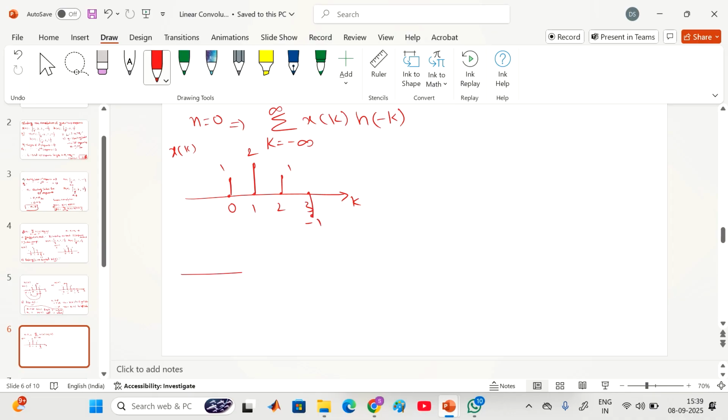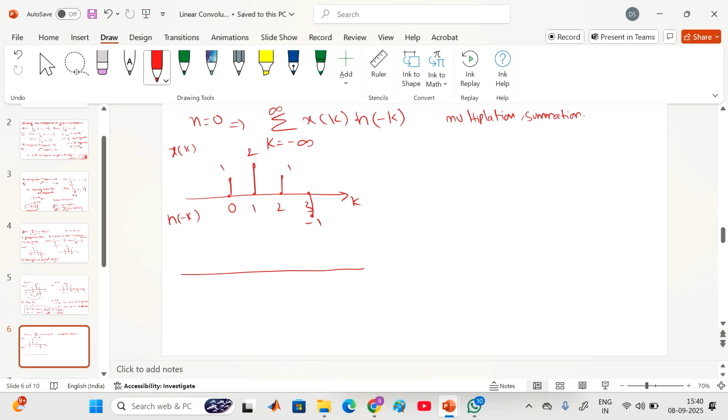Now I have to multiply this sequence with h of minus k, because it is a multiplication. So the next step is multiplication, and then after multiplication we make a summation. So these are the steps we have to follow. The very first step is changing the index. The second step is folding the h of minus k. Whether you go with h of n minus k or x of n minus k, you will get the same answer. Whether you shift the impulse response or you shift the input, you will get the same answer.